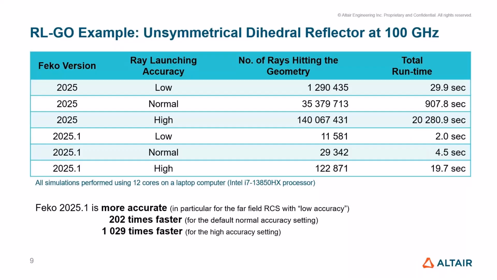If we look at the normal accuracy setting, it's about 202 times faster. And if we look at the high accuracy setting between the two, it's about 1029 times faster. So a huge difference, especially for those models that are very big in terms of their electrical size.